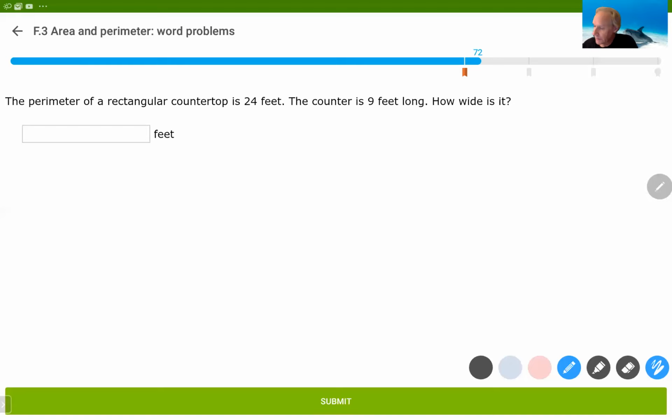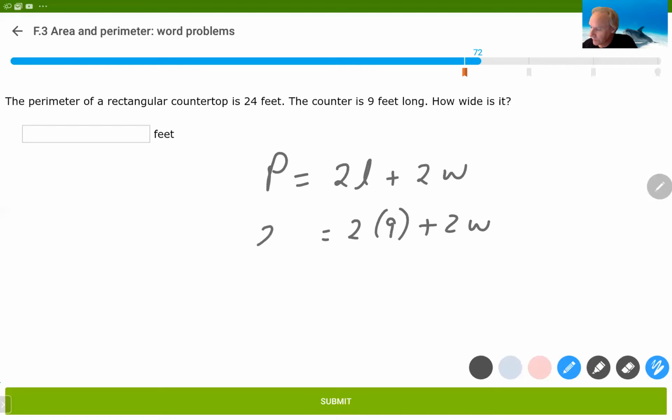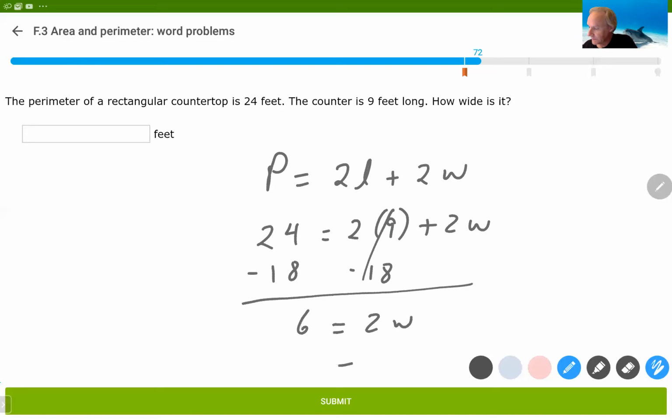So the perimeter equals 2L plus 2W, and we've got 2 times 9 plus 2W is equal to the perimeter, which is 24. We subtract the 18 from both sides, doing a little bit of combining there. And I've got 2W is equal to 6 in this case, so W is equal to 3, in this case, feet.